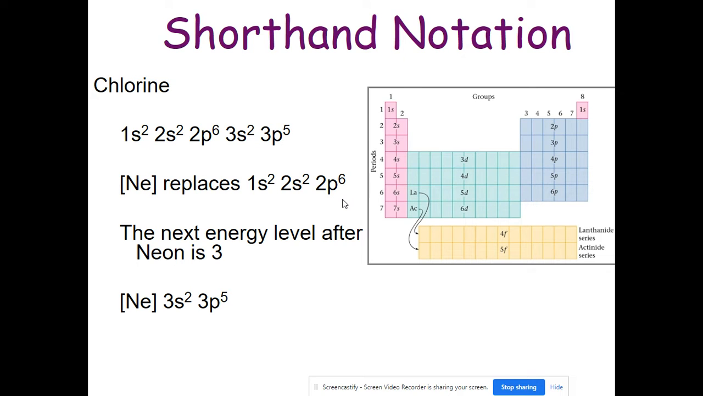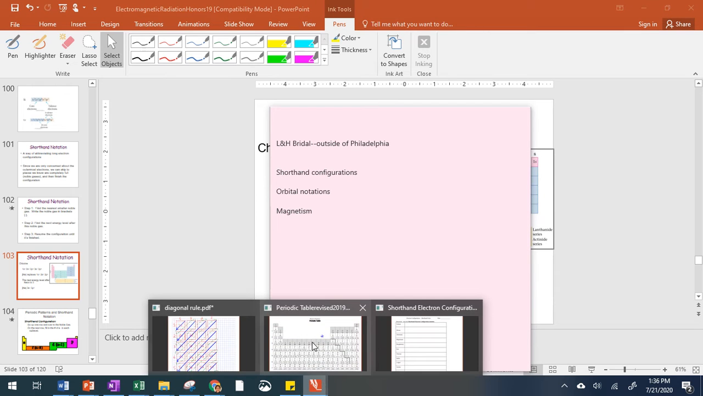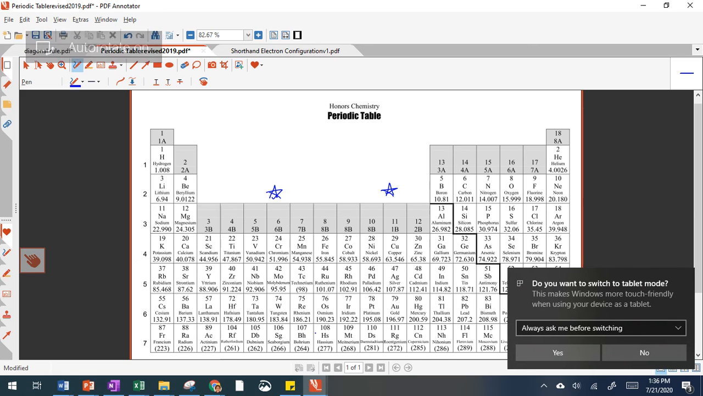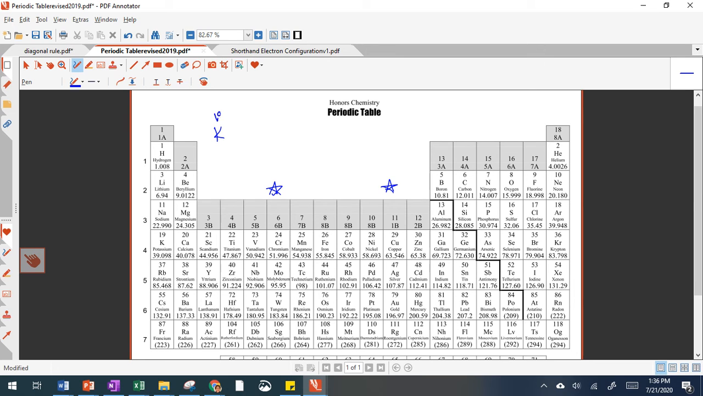Now I want to put up your periodic table to show you this. So here's your periodic table. I'm going to do potassium. Potassium's configuration, if you remember from last time, has 19 electrons: 1s2, 2s2, 2p6, 3s2, 3p6, 4s1. If you look at this portion here, this is the same thing as argon.